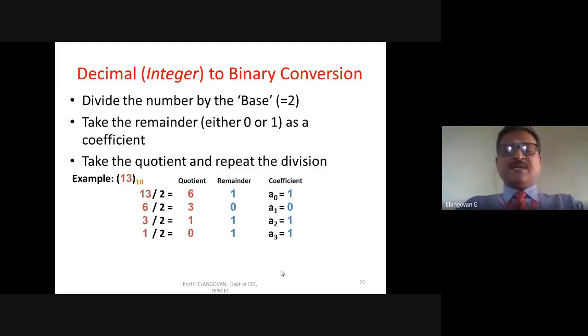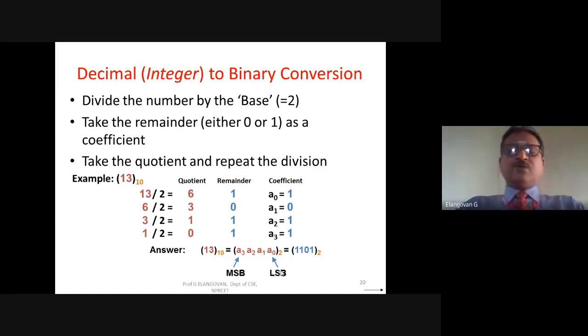Dividing that 1 once more, we get 0 as the quotient. So it reaches 0, and finally 13 will be represented as 1101. This is how we do the conversion from decimal to binary: successive division by the base value till reaching 0 or less than the base.